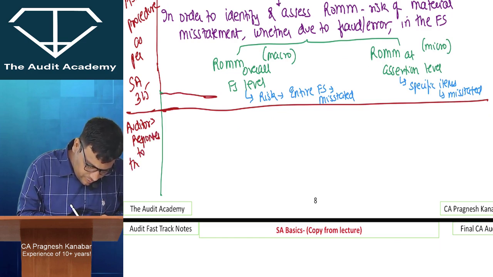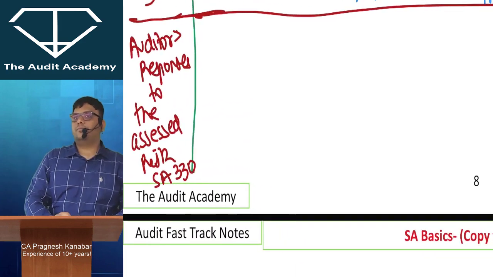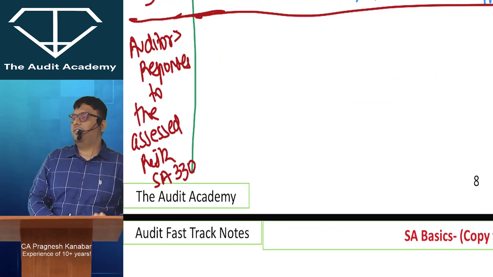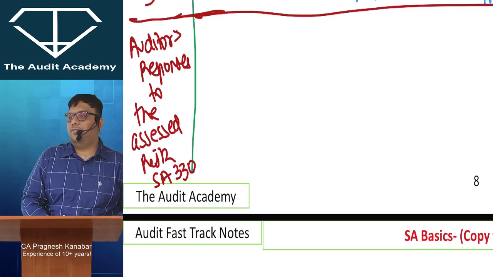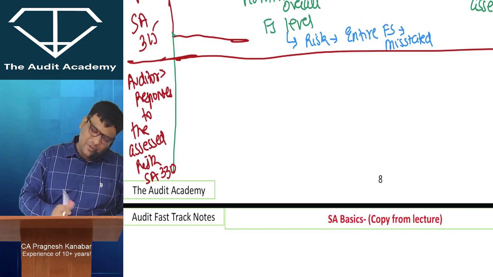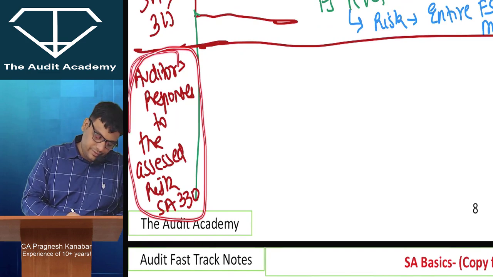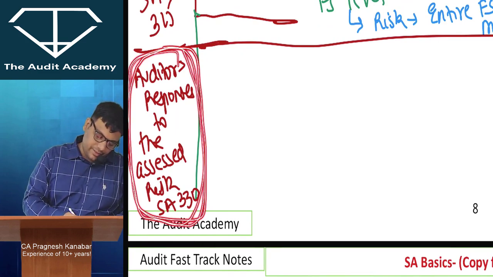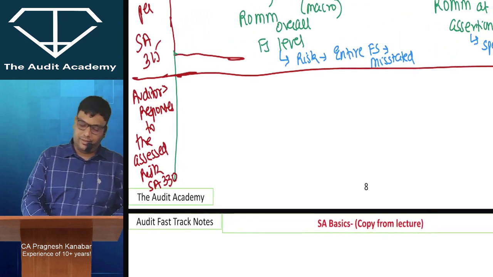Auditor's responses to the assessed risk. If you want easy English, then further audit procedures. First, the auditor will perform risk assessment procedure, then the auditor will perform further audit procedures. You can use further audit procedures, but the technical term for further audit procedures is auditor's responses to the assessed risk. I repeat, auditor's responses to the assessed risk.